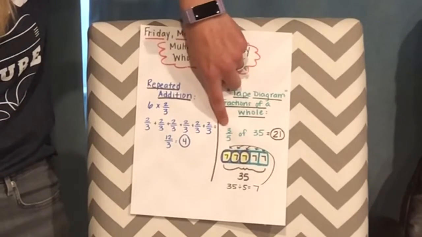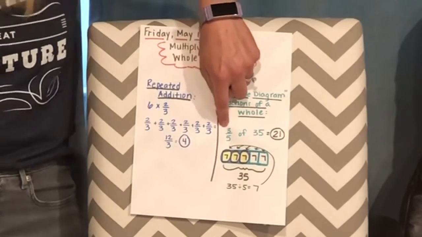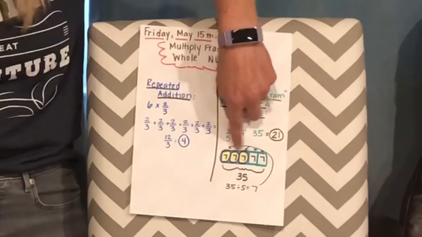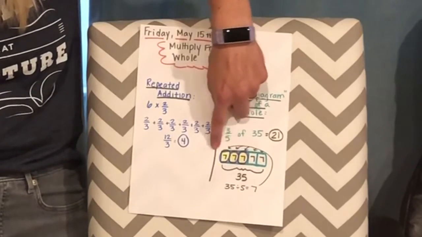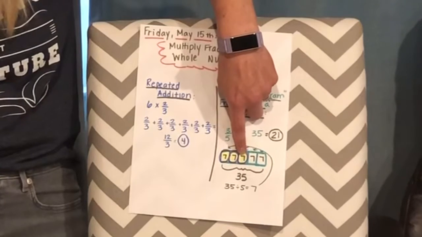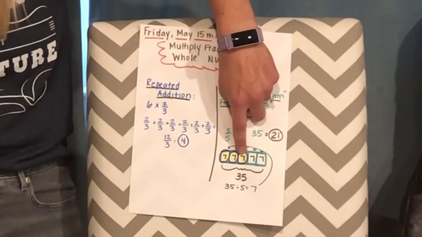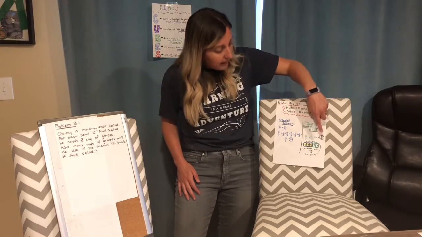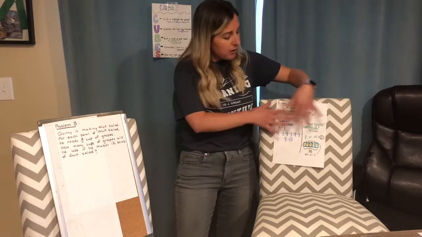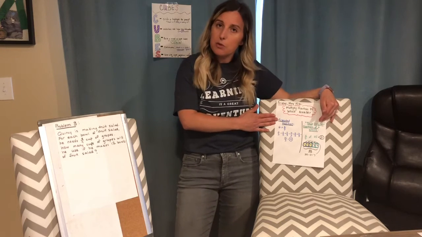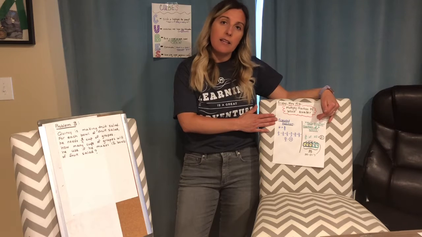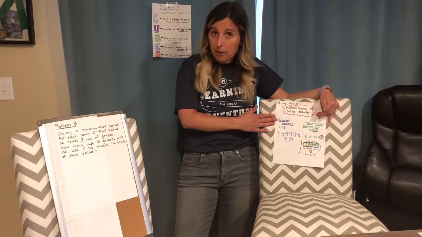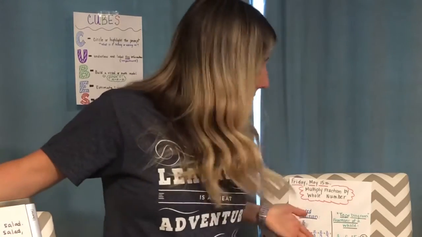So remember, I want to find out what 3 of those fifths would equal. So I would look at 3 of those boxes, or 3 of those 7s. In this case, 7 plus 7 plus 7 would give me my answer of 21. So 3/5 of 35 is 21. So these are two different strategies that you can use when finding the answer to a fraction times a whole number problem.